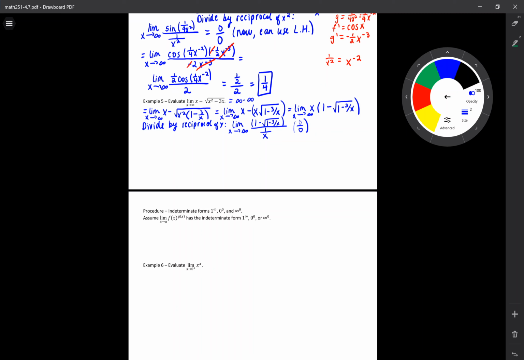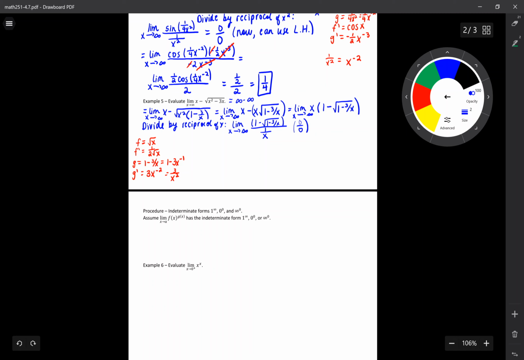So what will the derivative of the top be? Well, I have to use the chain rule here. So my outer function f will be square root of x, which means f prime is equal to 1 over 2 root x. And then my inner function g is 1 minus 3 over x, also known as 1 minus 3 times x to the negative 1. This makes g prime equal to 3x to the negative 2, or 3 divided by x squared.